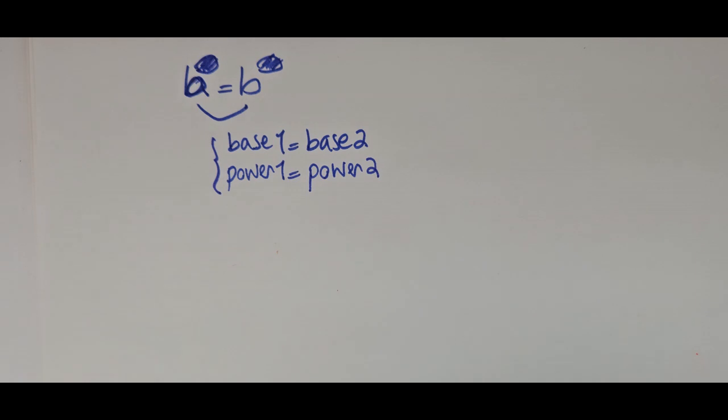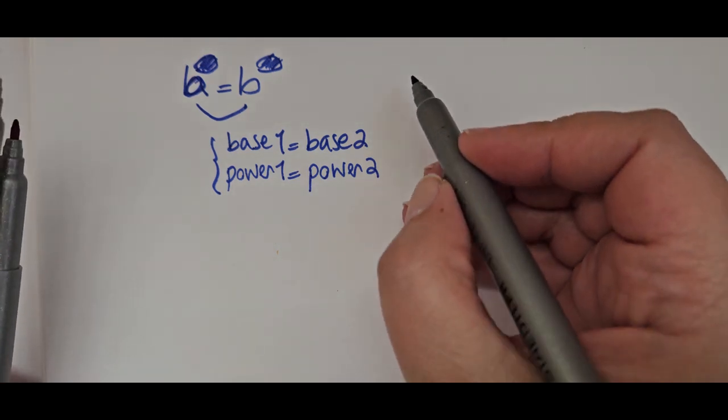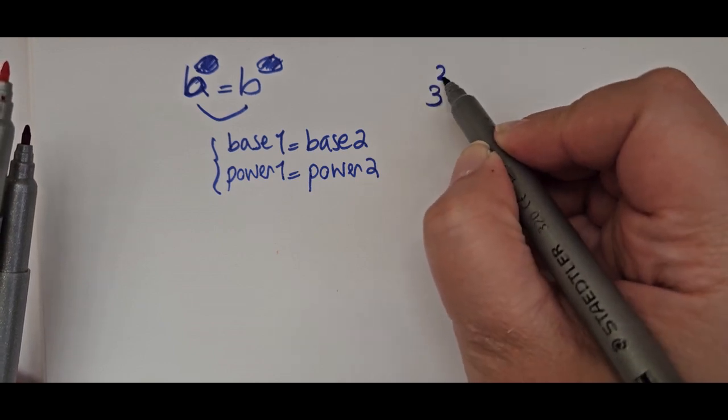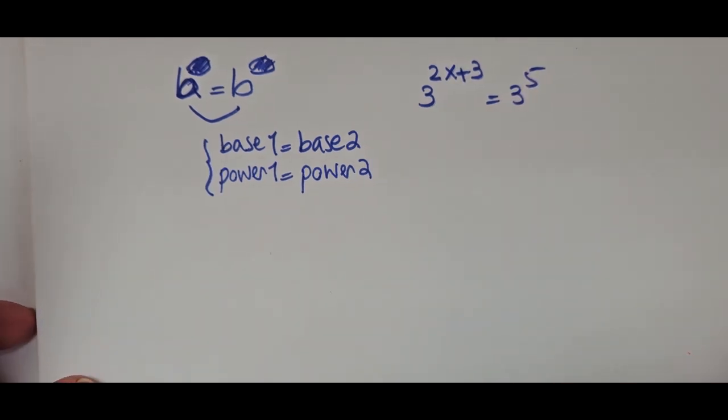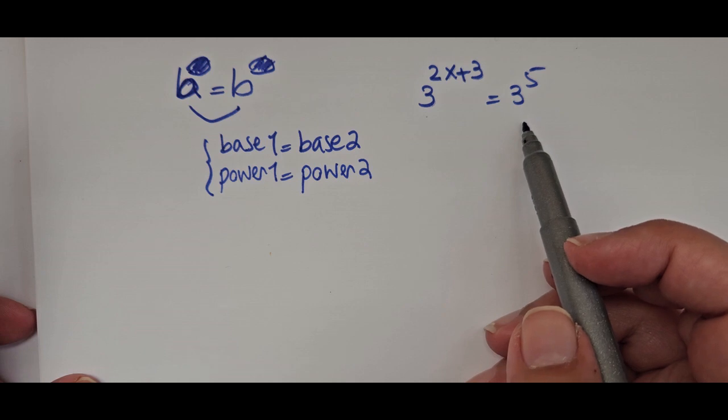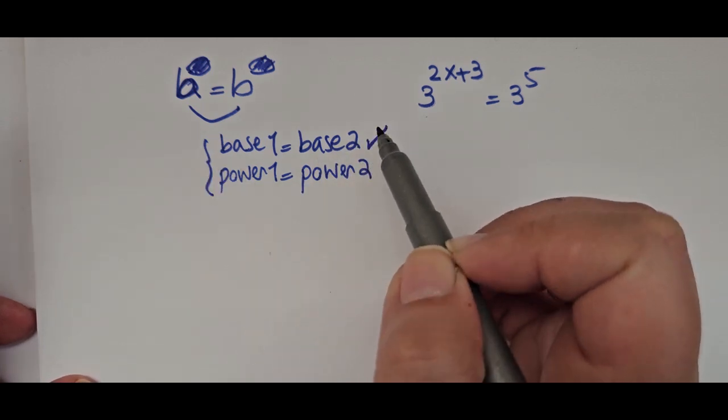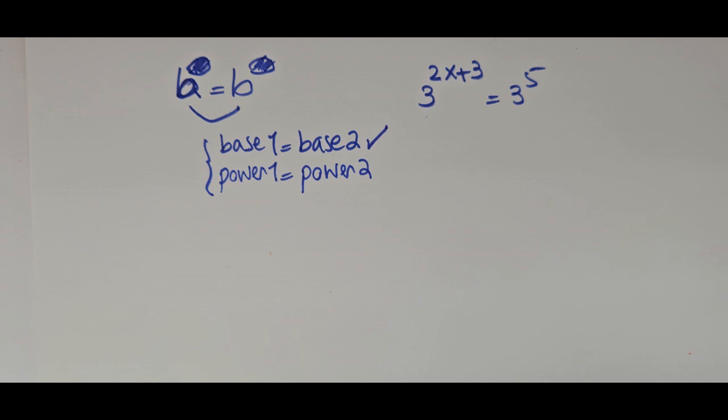If these two things happen simultaneously, then you could say that the right side of the equation is equal to the left side of the equation. So here in this case we have 3 to the power 2x plus 3 equals 3 to the power 5. We have an exponential equation. As you can see, the base is 3. So if the bases are both 3 and equal, which is the same number, then the exponents or the powers on both sides must be equal. If these two conditions are met, then we could say that the right side is equal to the left side.